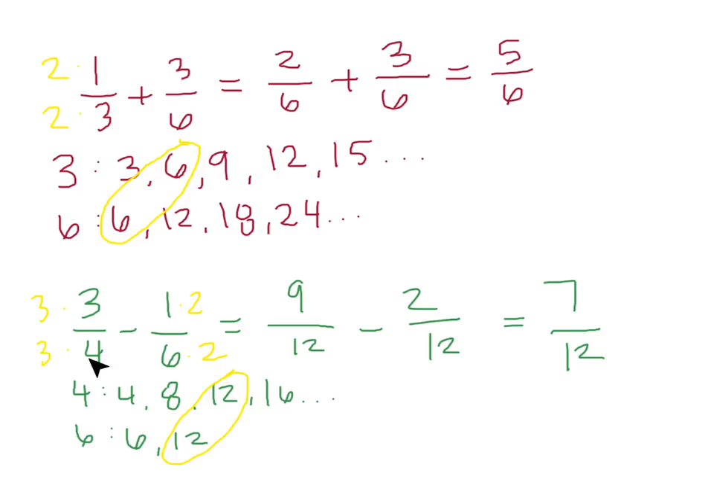In order to get the 4 to turn into a 12, I had to multiply the numerator and denominator both by 3, which gave me my 9/12. To get the 6 to turn to a 12, I had to multiply by 2. So once again, both the numerator and the denominator, that gives me 2/12. I have a common denominator, and 9 minus 2 is 7.